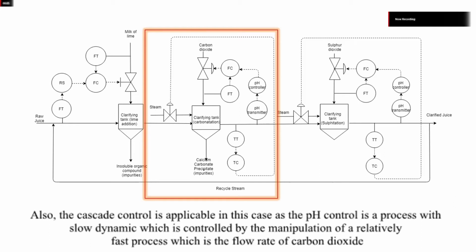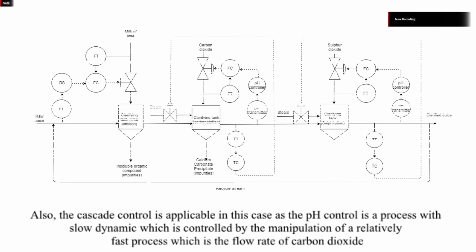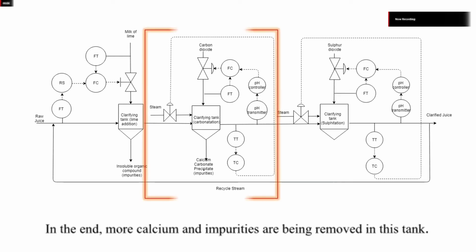Also, the cascade control is applicable in this case as the pH control is a process with slow dynamics, which is controlled by the manipulation of a relatively fast process, which is the flow rate of carbon dioxide. In the end, more calcium and impurities are being removed in this tank.